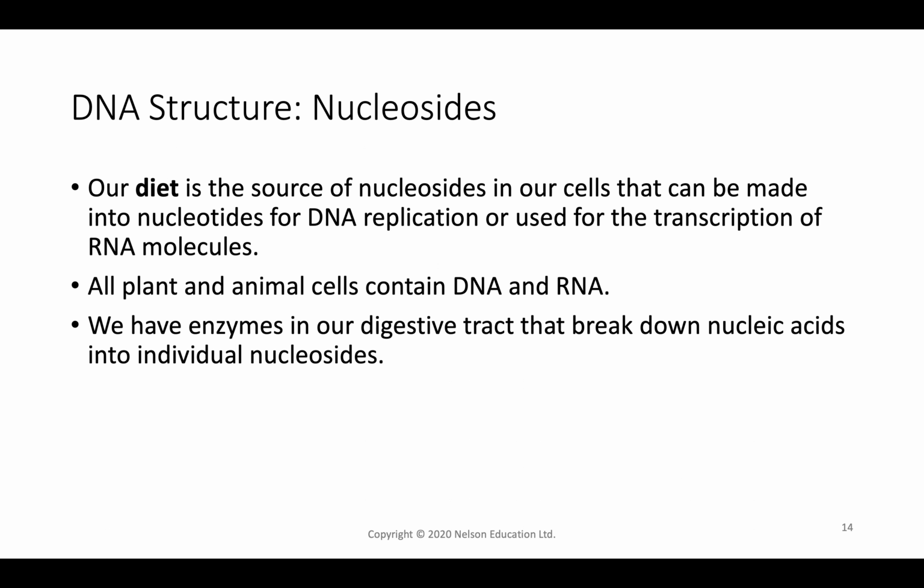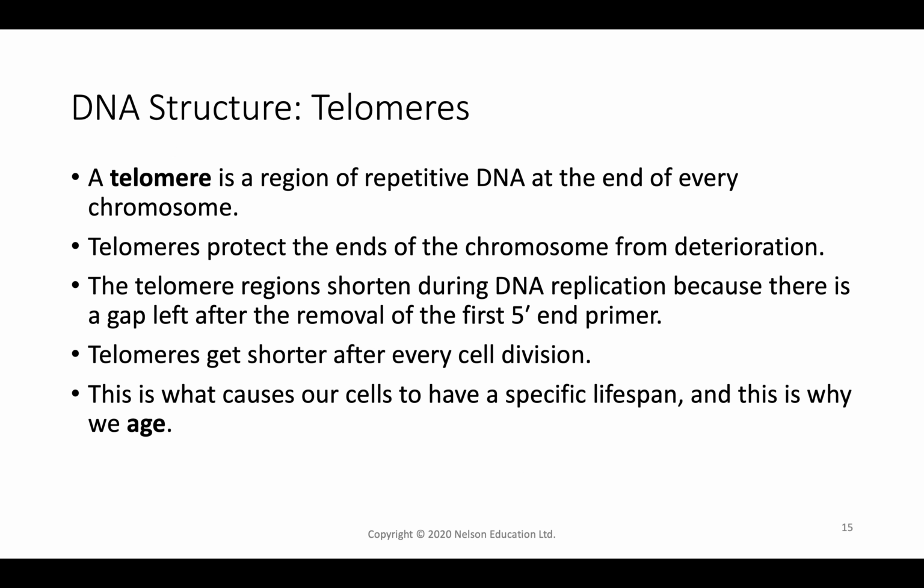All plants and all animals have DNA and RNA, and we have specific enzymes in our digestive tract, so that when we eat other animals' DNA and RNA, we break down the nucleic acids into individual nucleosides, which we then comprise into our nucleotides. Because while we can consume the cow DNA, we can't just take cow DNA and turn it into human DNA. We have to break it down into the nucleotide components and then rebuild our DNA from the ground up.